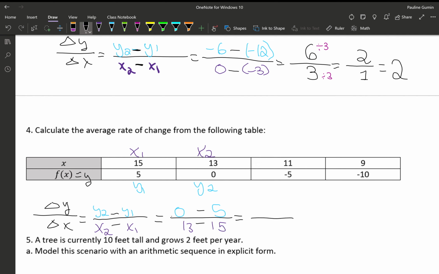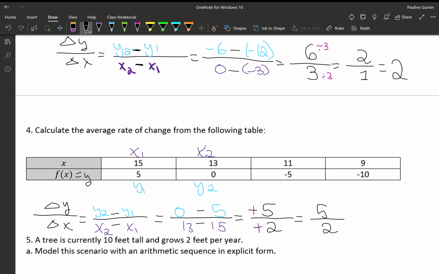0 minus 5 gives us negative 5. And 13 minus 15 is negative 2. And I would like to remind you that a negative over a negative makes a positive. They cancel each other out. So we have just positive 5 over 2. And that's as far as we can reduce that. All right, so average rate of change, not too bad.